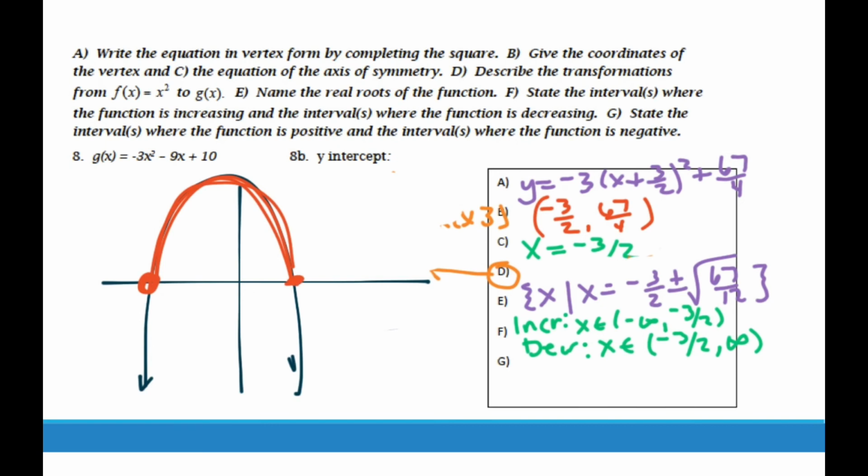This is negative 3 halves plus the square root of 67/12, and this one is negative 3 halves minus the square root of 67/12. So that's going to be my positive part. The negative part will be here.